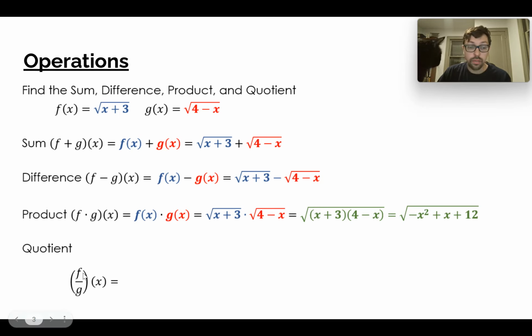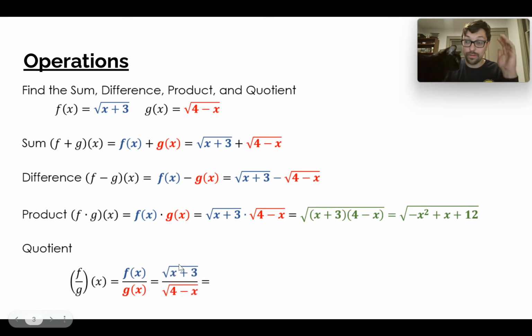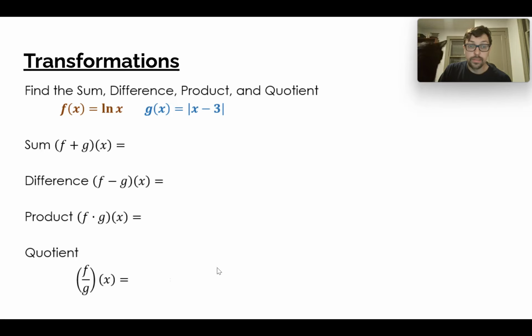For the quotient, it is just f of x divided by g of x. We want to break that up into two separate things, with the square root on top and the square root on the bottom. About all we can do to simplify this a little bit is, since there are square roots on the top and the bottom, we can write a single square root of x plus 3 over 4 minus x. And that's it in terms of the operations that we can do with those functions.